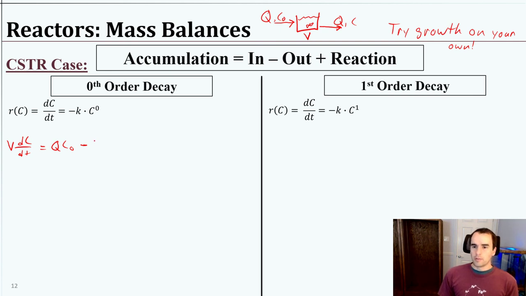Okay, so Q C naught minus Q times C. This is what's coming in, this is what's going out, and then we have our reaction term. So I'm just going to add the reaction term, and then in the parentheses incorporate whatever negative or anything I need.